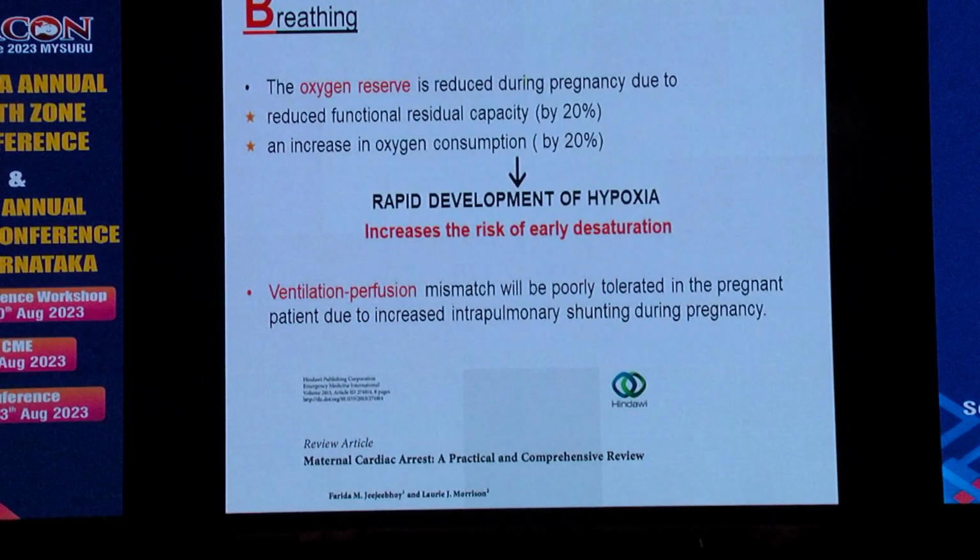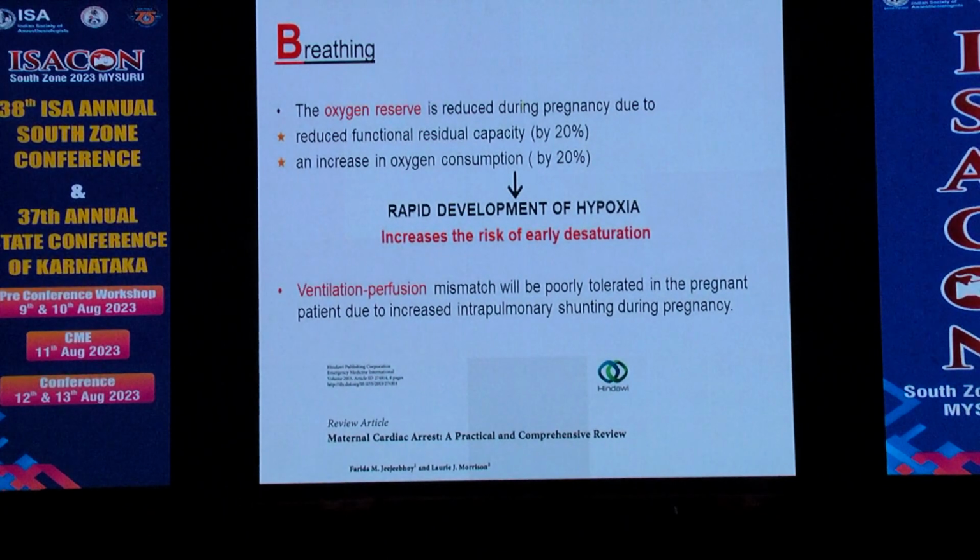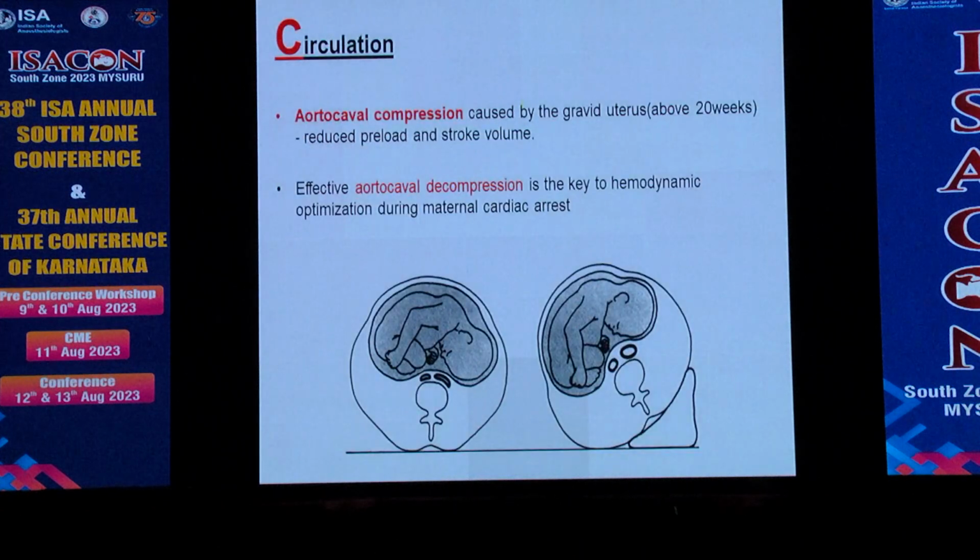Coming to breathing, oxygen reserve is reduced during pregnancy. That is due to reduced FRC because of the upward push of the diaphragm by the growing fetus, and also because of increased oxygen consumption by the growing fetus. This predisposes the mother to rapid development of hypoxia and also increases the risk of early desaturation. Ventilation perfusion mismatch is poorly tolerated by the pregnant patient because of already increased intrapulmonary shunt.